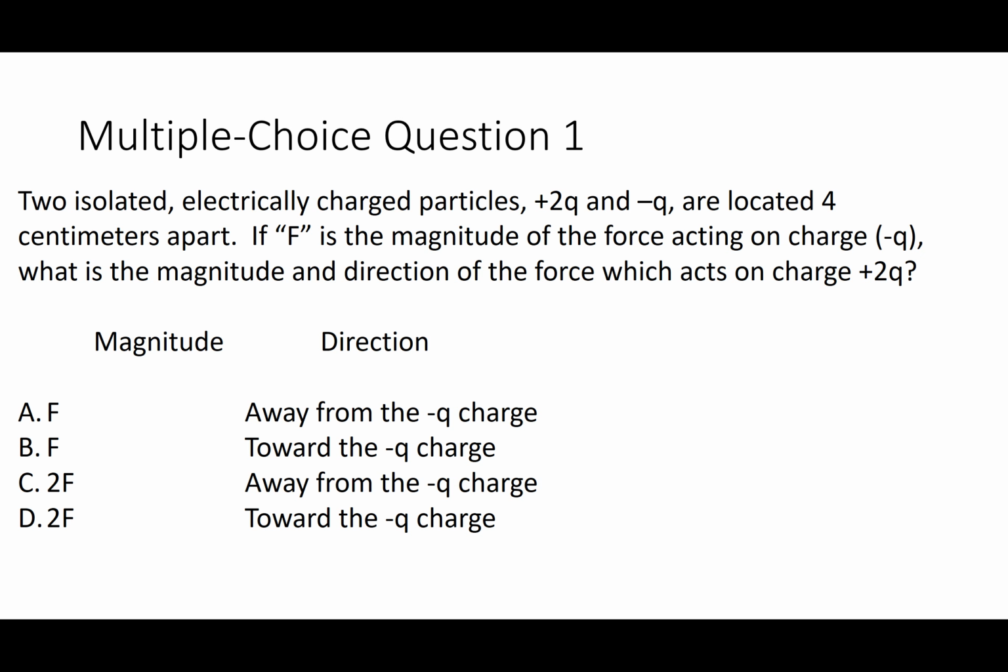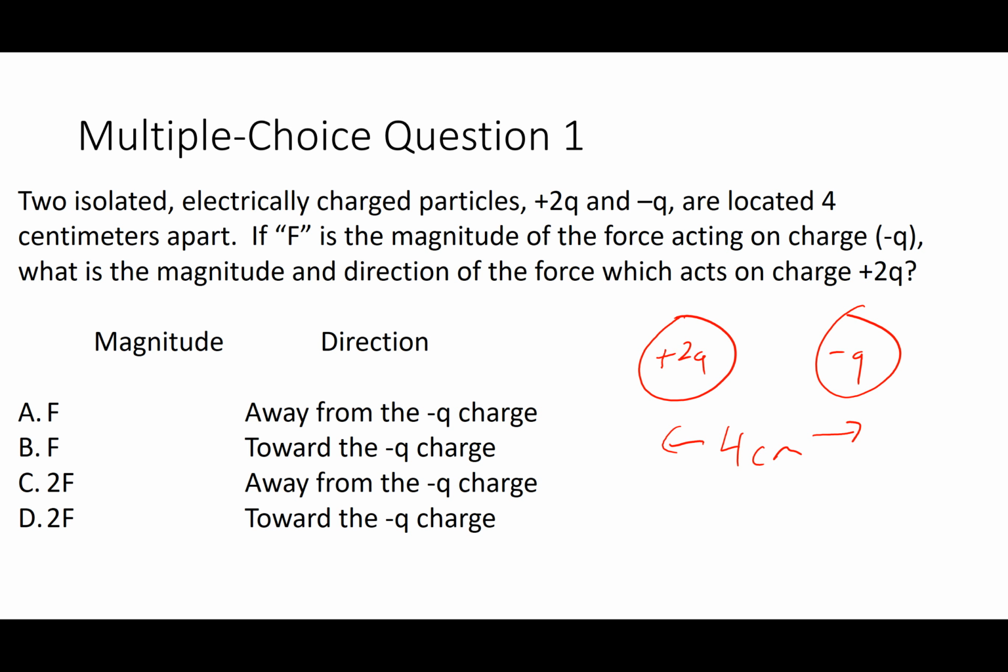On multiple choice 1, here's what we have. We have 2 isolated electrically charged particles. One is plus 2Q, one is negative Q. They're located 4 centimeters apart, from center to center. And we want to know, if F is the magnitude of the force acting on the negative Q charge, what's the magnitude and direction of the force that acts on charge plus 2Q?